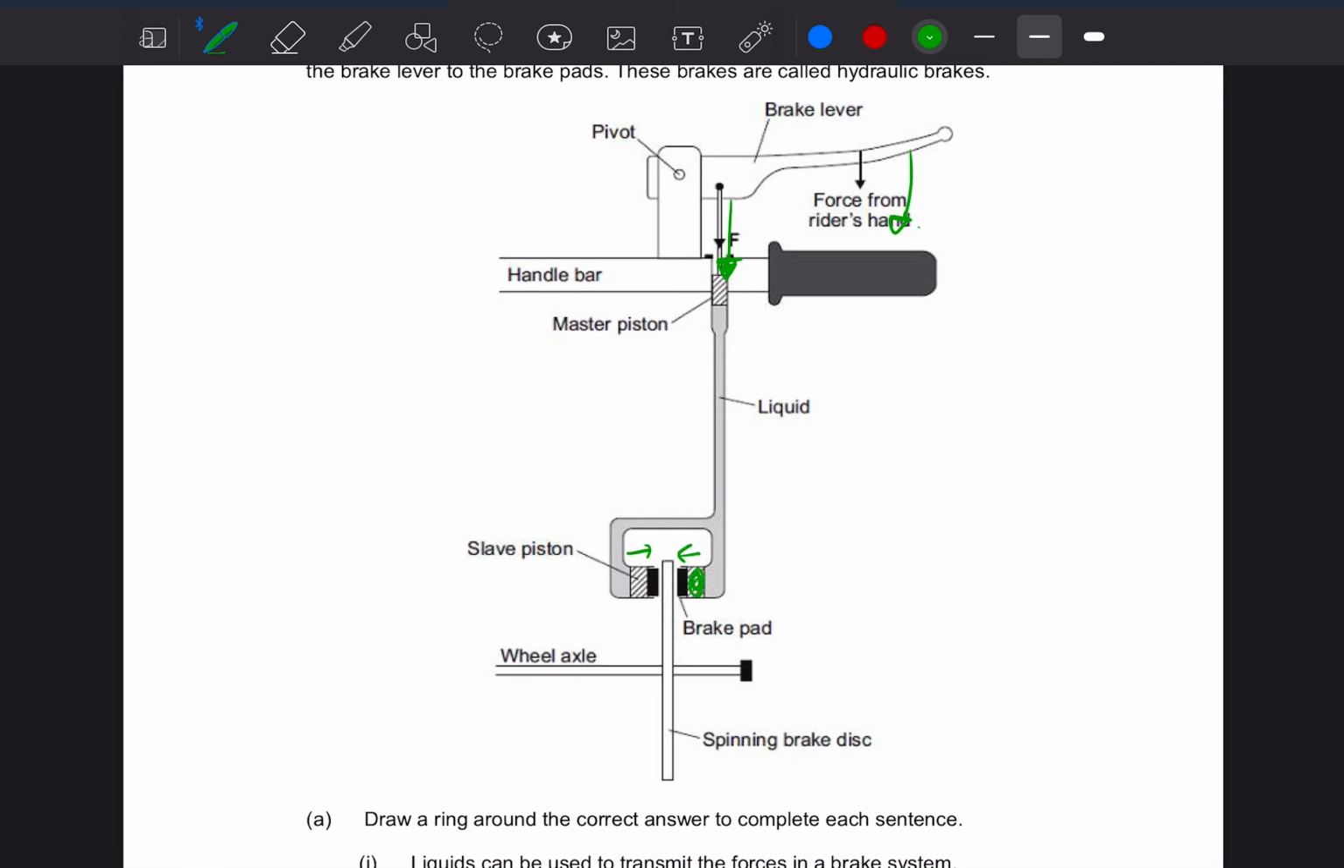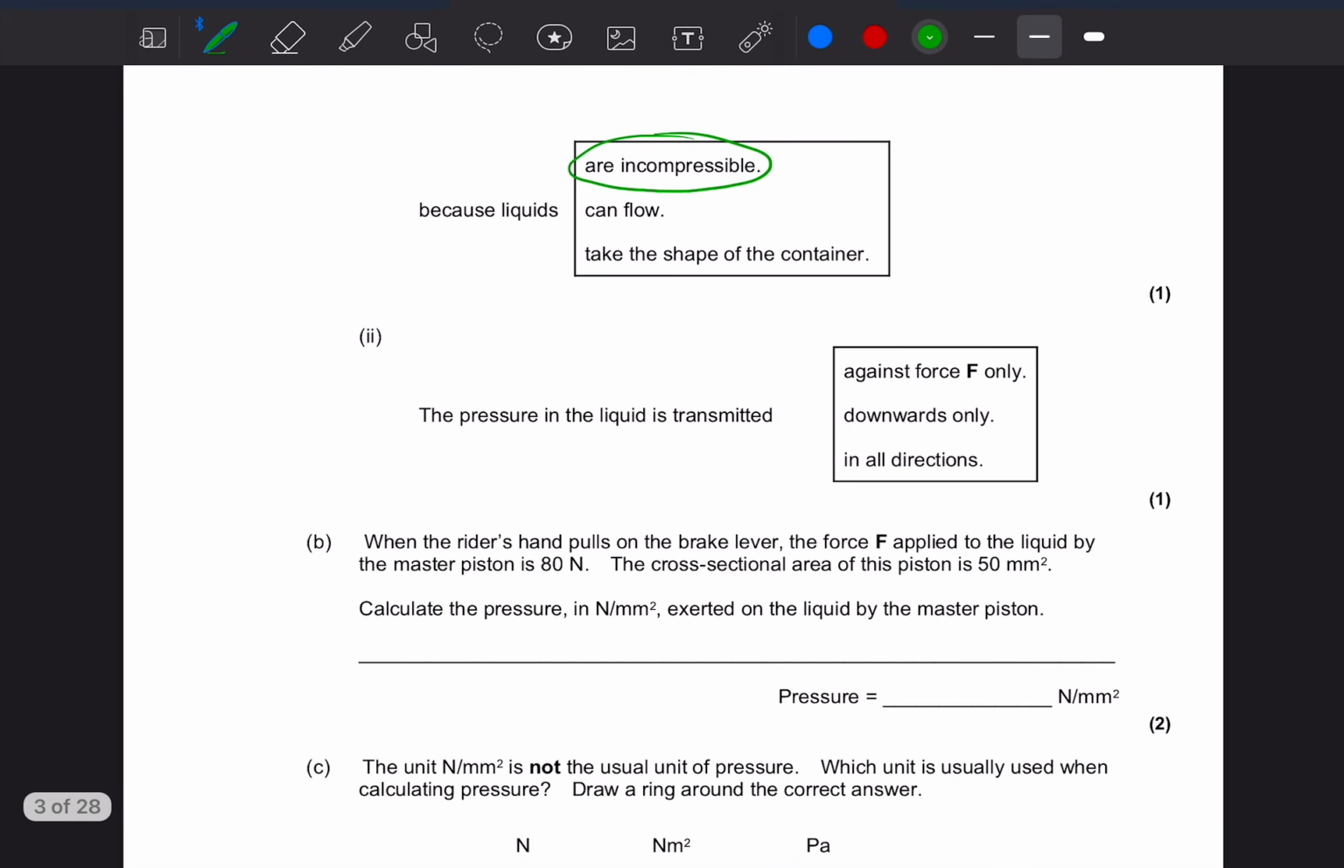So you can see that there are some gaps here and here where there is no liquid. But by pushing down on here, those gaps will be filled, which will then make the brake pads push on the spinning brake disc, and that's how hydraulics work. The pressure in a liquid is transmitted in all directions.